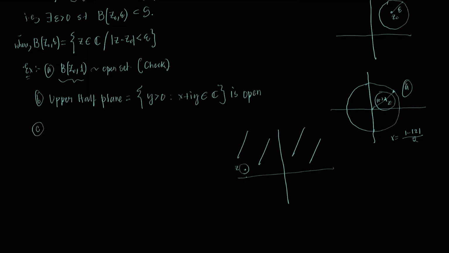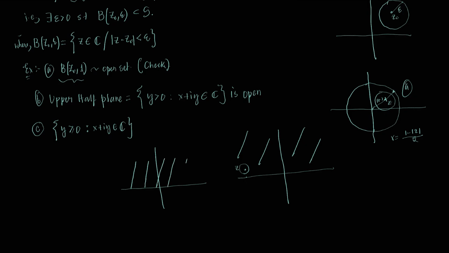Now, if I change this set to this set, where y is greater than or equal to 0, such that x plus iy is in C, essentially I am looking at points such that y is non-negative. So here what I am doing is taking every point in this part.